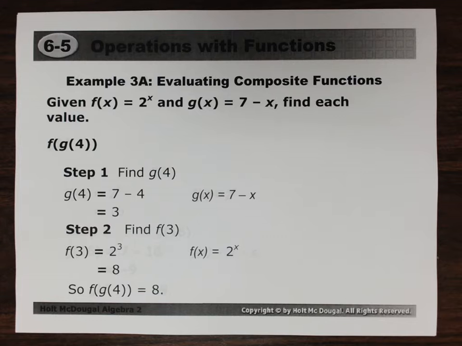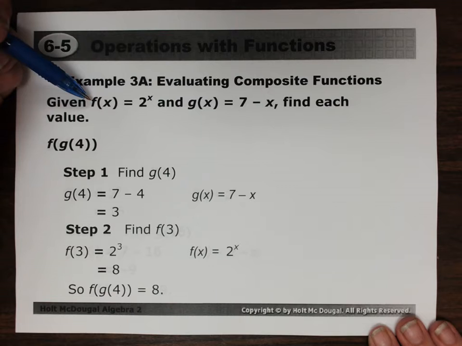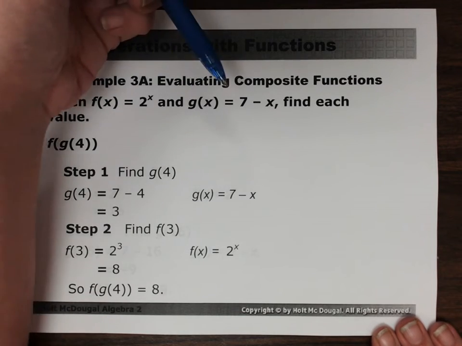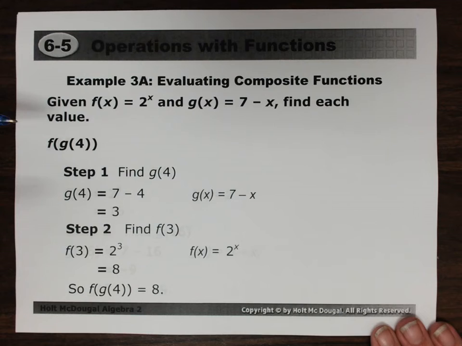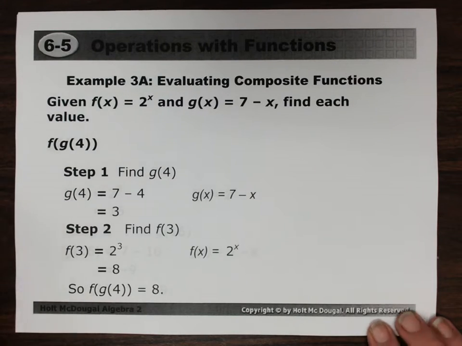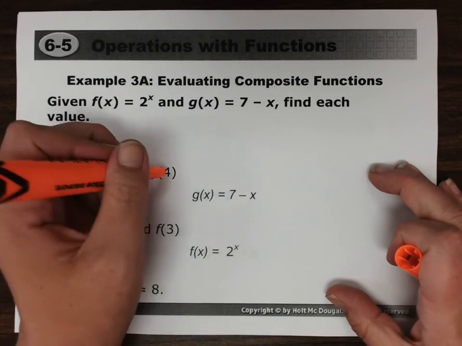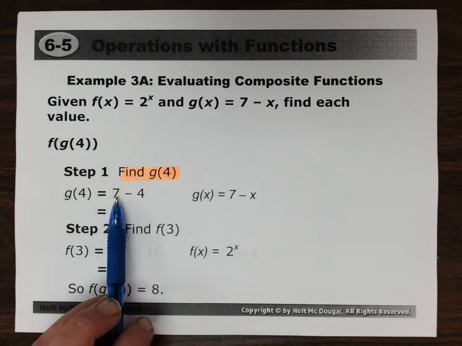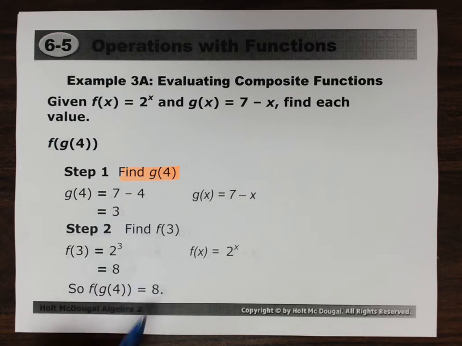Let's look at evaluating composite functions. So here I've got a couple of different equations. F of x equals 2 raised to the exponent x. This is that function that models life, right? Powers of 2. G of x is 7 minus x. And we want to find the value f of g of 4. So step 1, let's find g of 4. That's important. So I'm going to plug in 4 into the equation for g. We had 7 minus x, so I have 7 minus 4, and I get 3 as my output there.